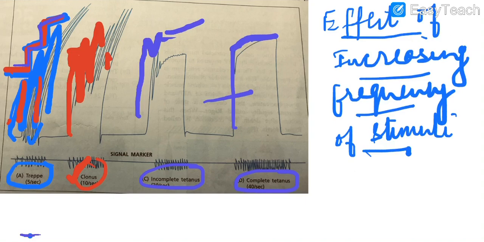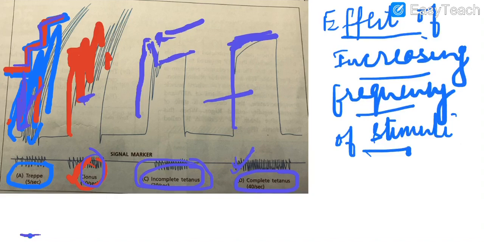So we can say, if we provide the successive stimulus at the end stage of the relaxation, before it ends, then we get the Treppe. If we provide the successive stimuli during the mid relaxation phase, we get the clonus. If we provide them just at the initial part of the relaxation phase, we get incomplete tetanus. And if we increase the frequency of the successive stimuli so much that it falls just at the starting point of the relaxation, then we get the complete tetanus.